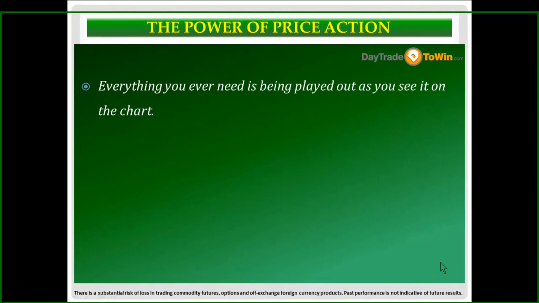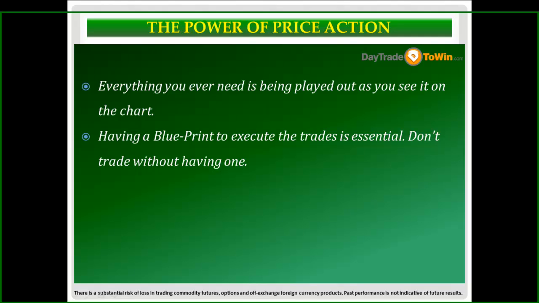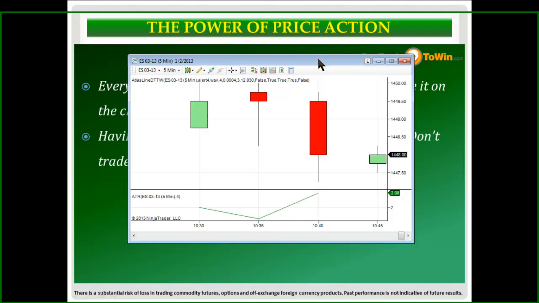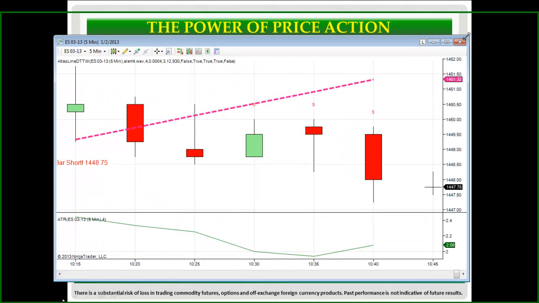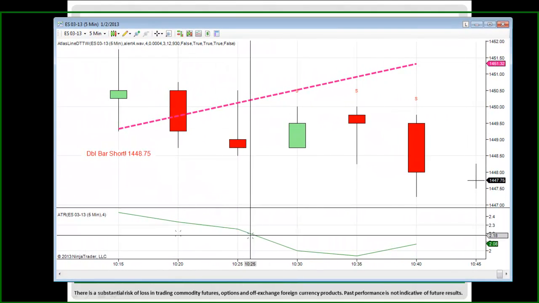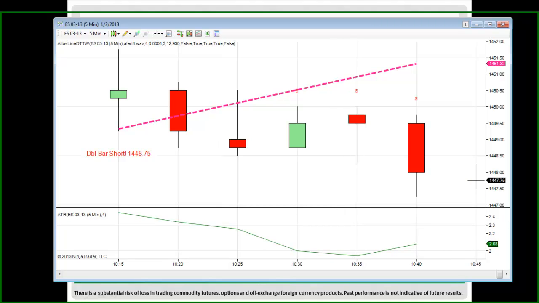All right, so everything you need is being played out on the chart. Now, as you can see, the chart I'm going to show you in a little bit has just candles. Here's a copy of a chart, and I like to say that everything that is happening here on the chart is all we need. We don't need any complicated indicators to tell us what to do. I want to be as simple as possible. The simpler, the better, actually.